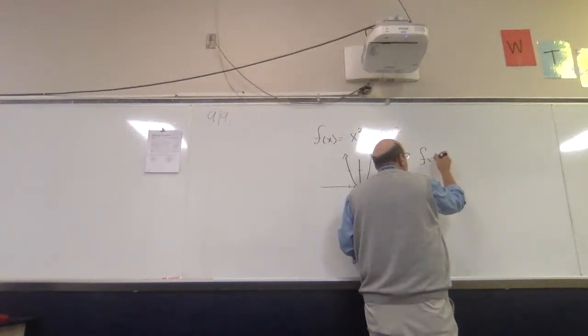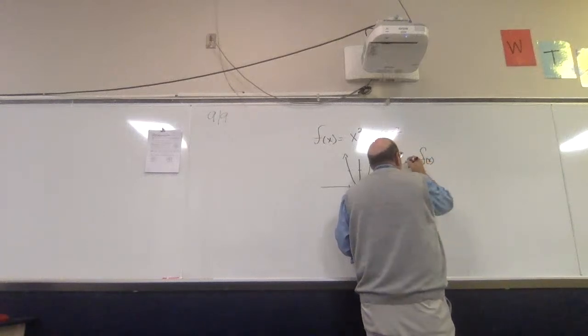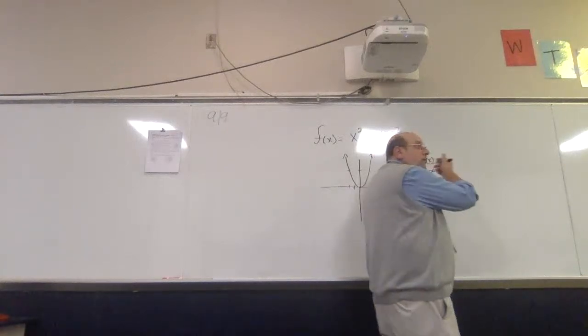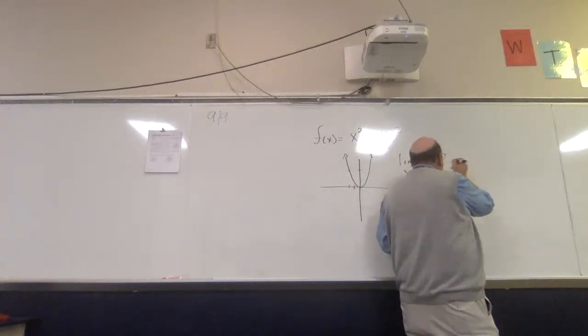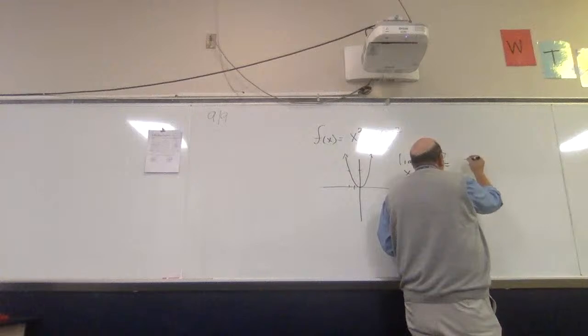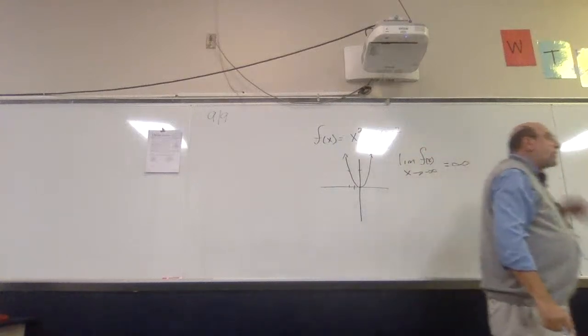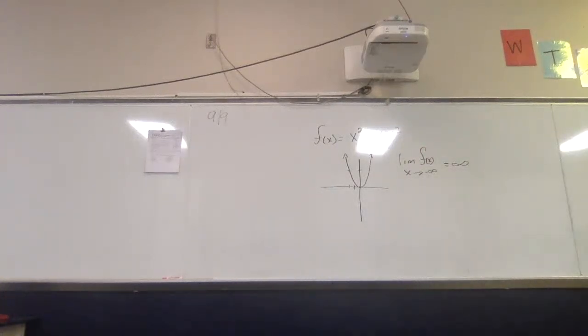The limit of f of x as x approaches negative infinity. I just talked about limits and I forgot to write the limit notation. Thanks for catching me. It is infinity, it goes up infinitely. That's how we list end behavior. I apologize for having a brain fart there.